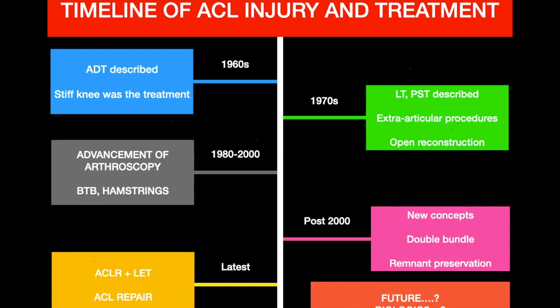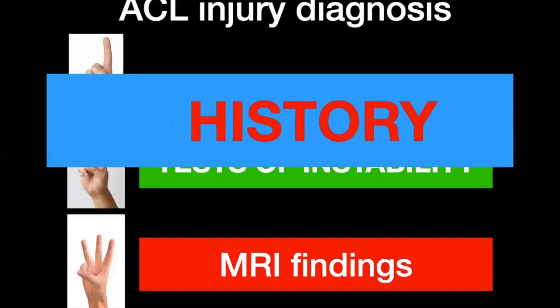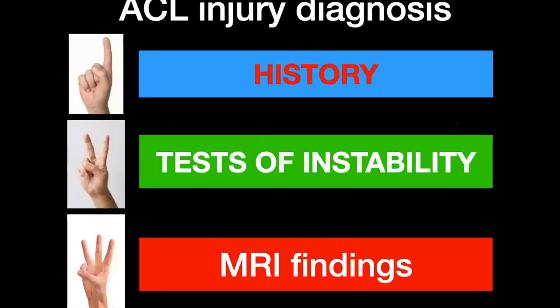ACL were described. And in about 1980s to 2000, there was significant advancement of arthroscopy, thus leading to arthroscopic ACL reconstruction, and there was introduction of good grafts for ACL reconstruction. And after about 2000, there was introduction of various concepts like double bundle, remnant preservation, and nowadays we are again combining those extra-articular procedures with ACL reconstruction, and we are now doing ACL repairs again. So, with this background, as we all know, ACL injury is diagnosed with history and various tests of instability and with MRI findings.